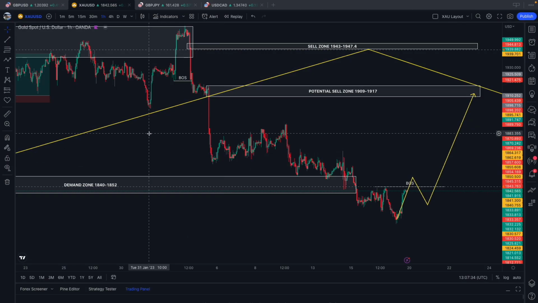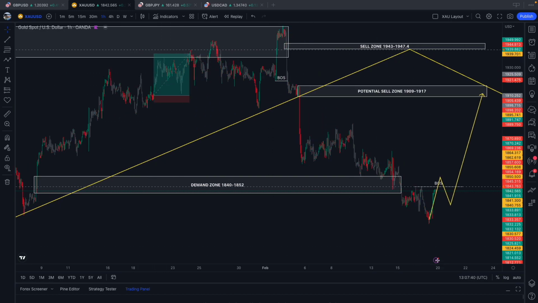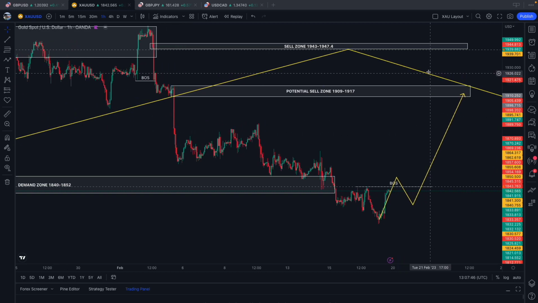Now moving over to XAU USD. Evidently, this is a bearish market. It has been trading bearish for some time. I actually predicted this entire move lower. We now want to see price come back up, put in a higher time frame correction, tap into one of two supply zones, and then continue bearish.